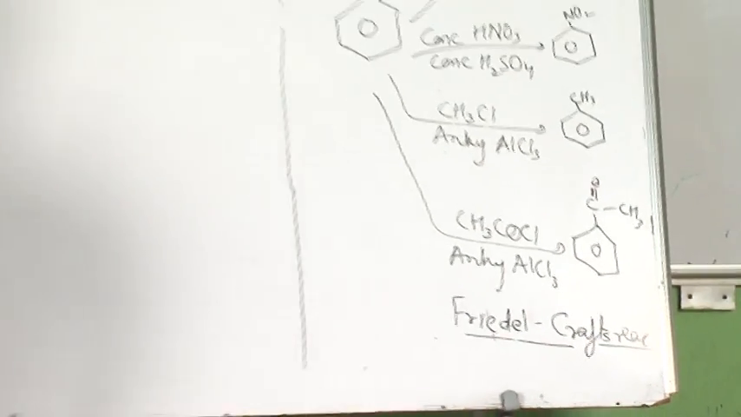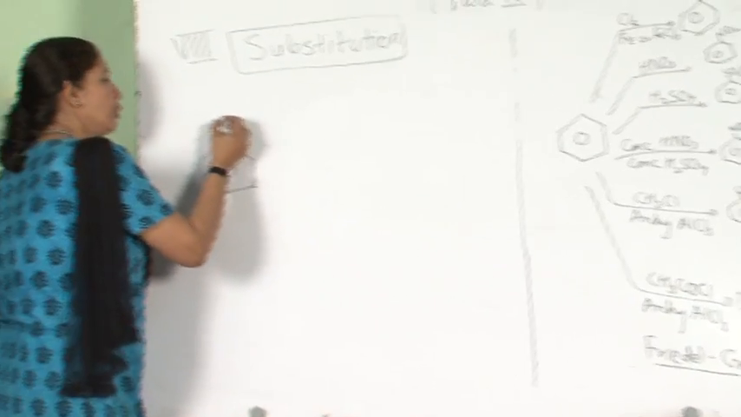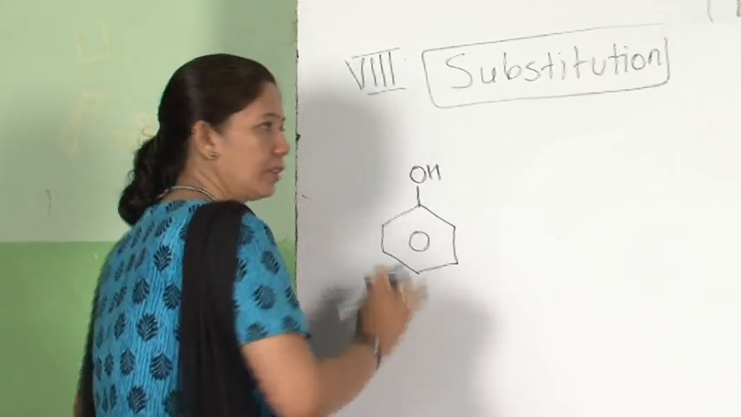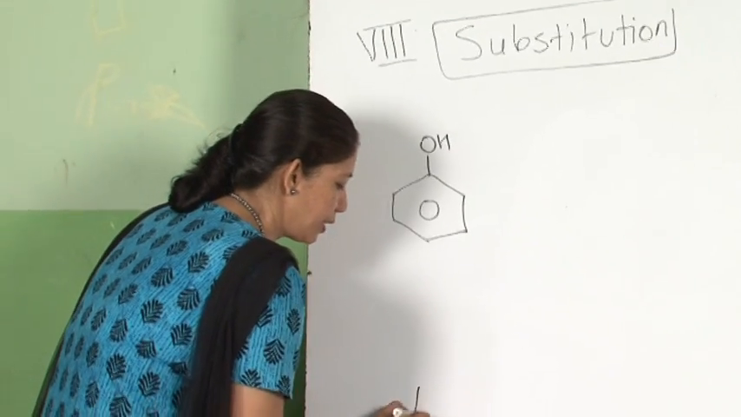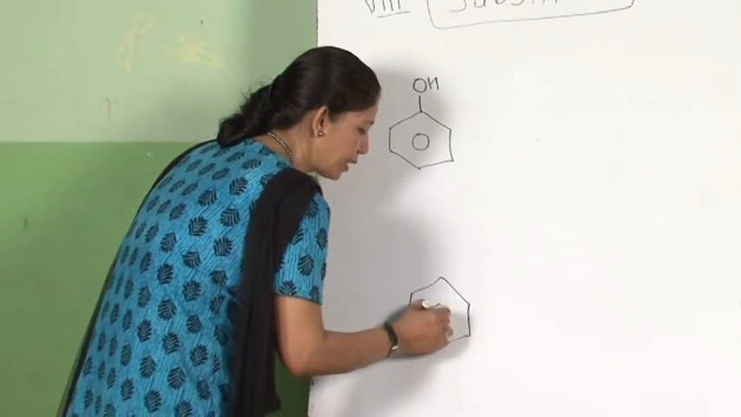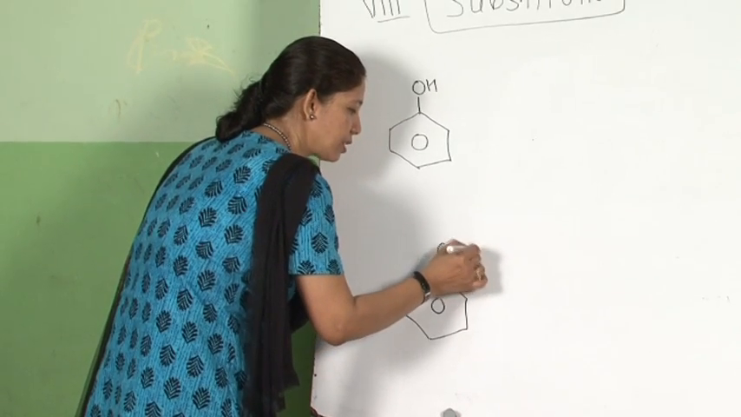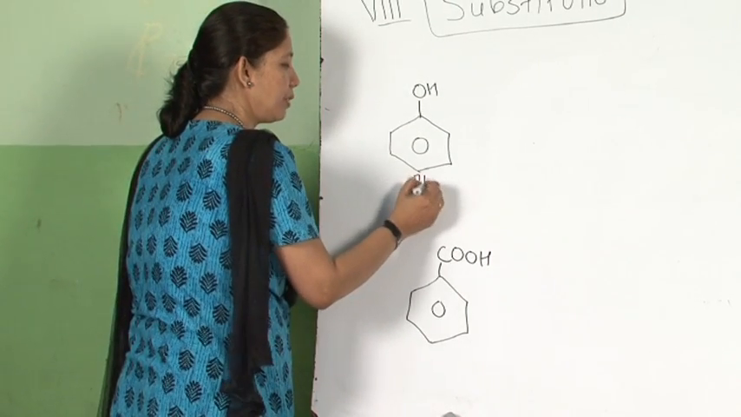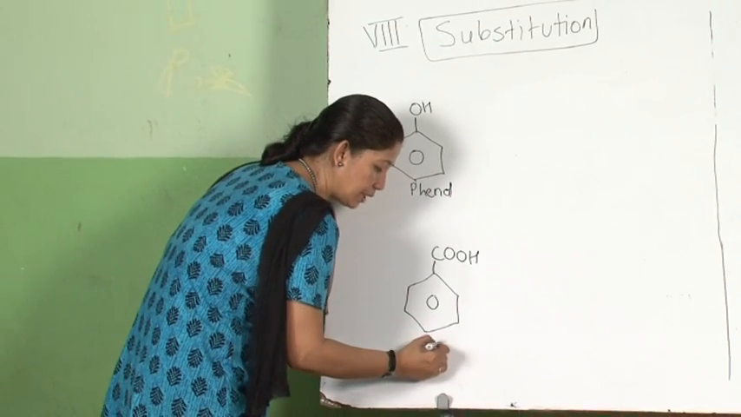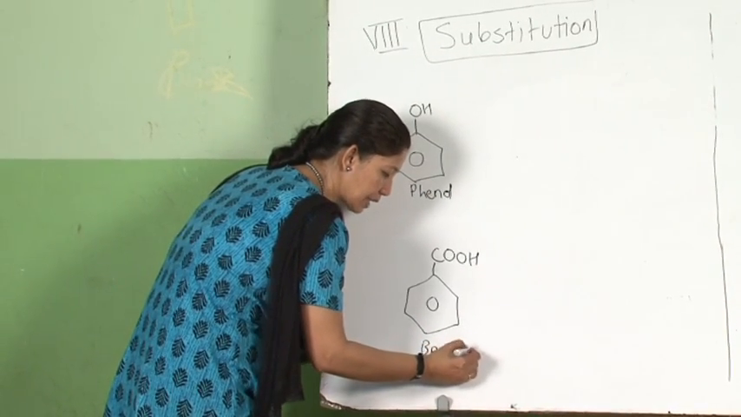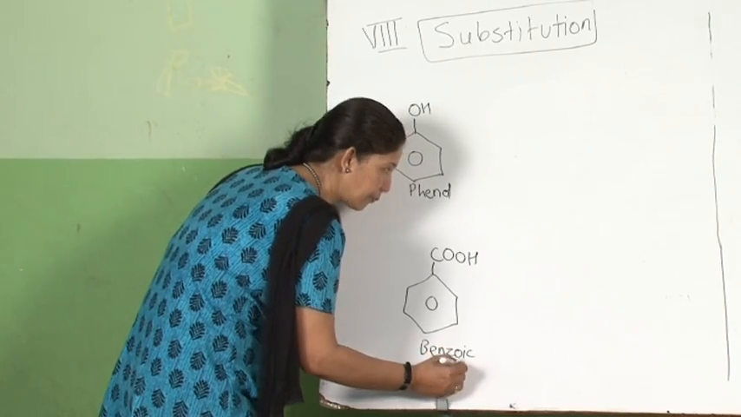Now just look here. Suppose I have got a phenol. There is a group attached to the ring. There was no group attached to the aromatic benzene ring here. Here I am taking another compound, carboxylic acid. I hope everyone remembers the name. The first one is phenol. Here this part is benzoic acid, carboxylic group attached to the benzene ring.